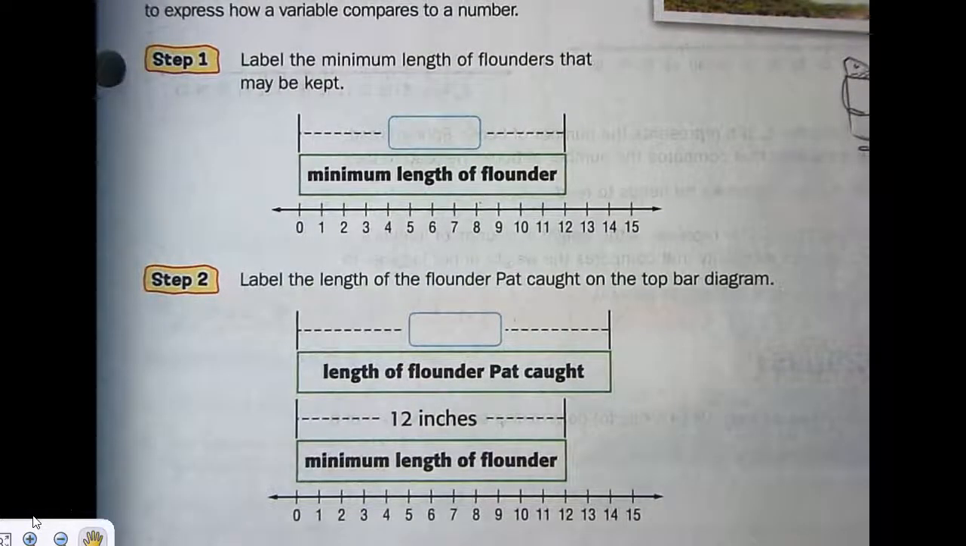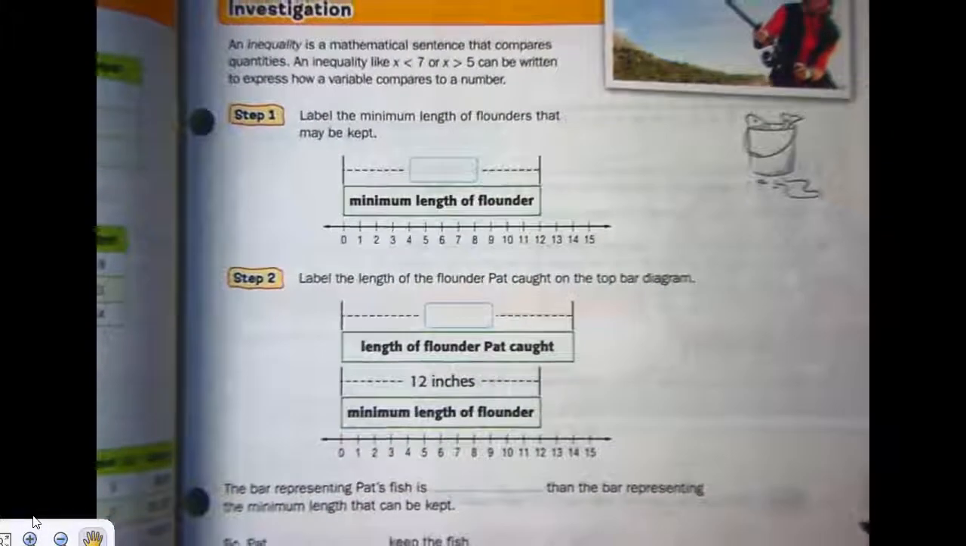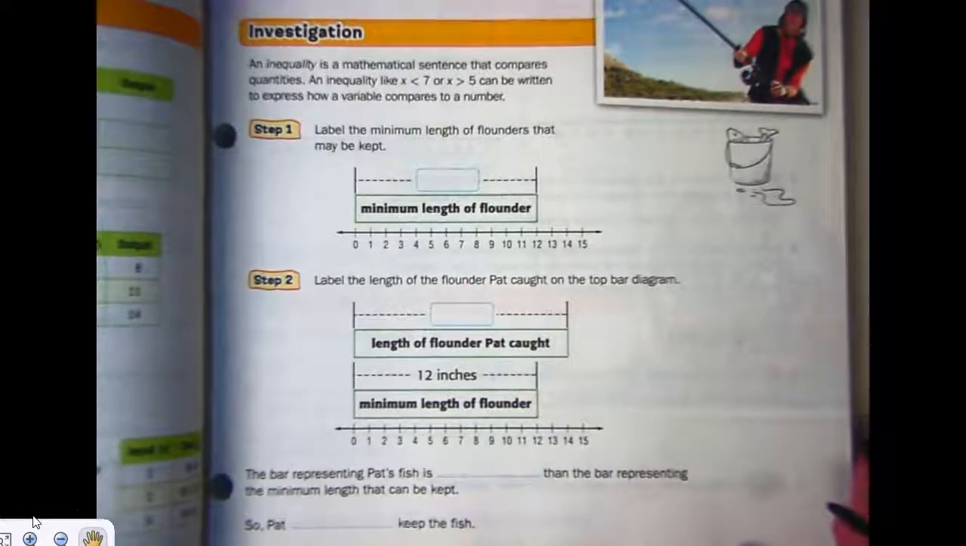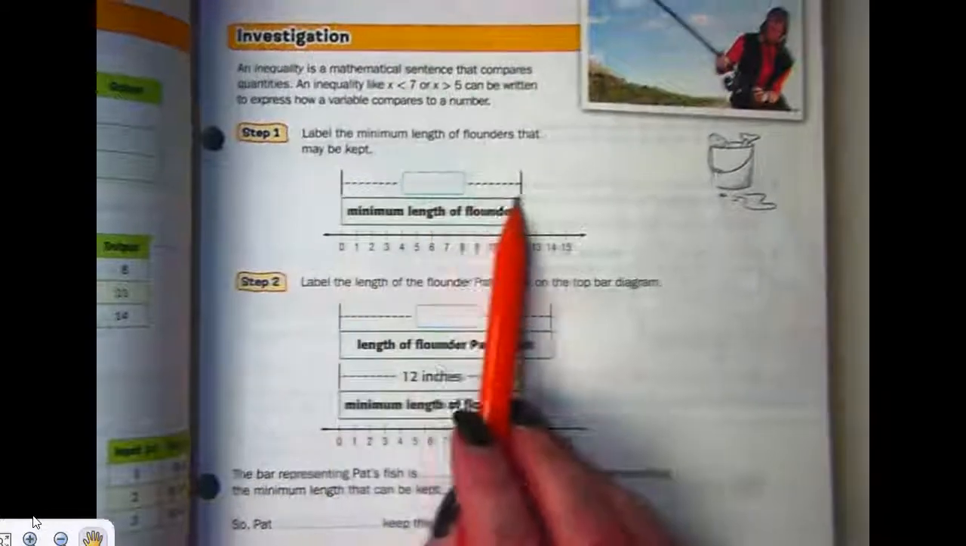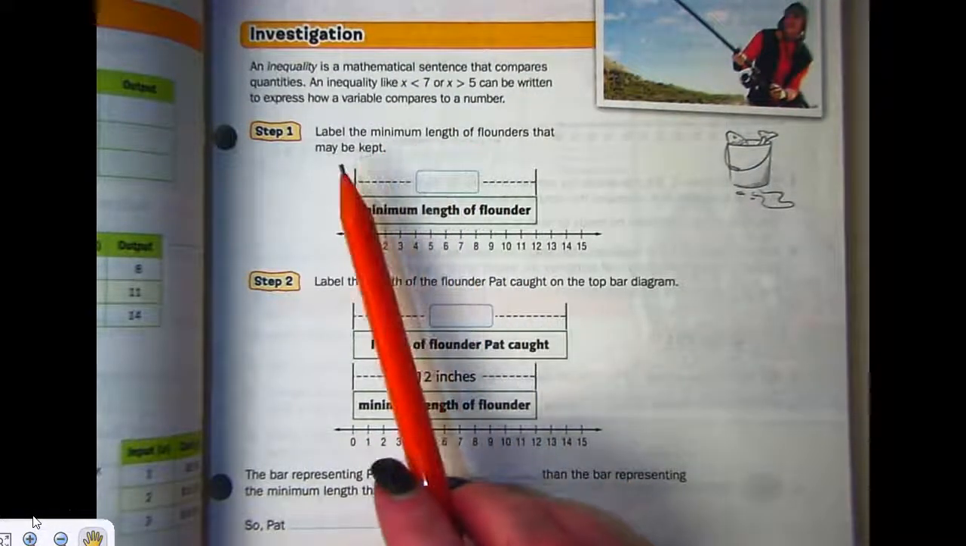I just want to get you started. So this is going to talk about inequalities, greater than or less than. This is going to start our inequalities study on 531. So these are little bar diagrams. Label the minimum length of flounders that may be kept.